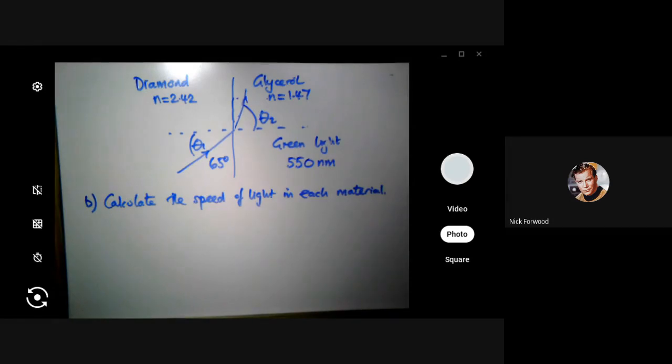Now we've got diamond and we've got glycerol. You're unlikely to know the speed of light in diamond and glycerol. You're really going to have to calculate them. We know the speed of light in air, 3 times 10 to the power of 8. You might remember 2 times 10 to the power of 8 for glass, 2.26 times 10 to the power of 8 for water, but we've never worked these out before, so you're going to have to do it. So let's start with diamond.